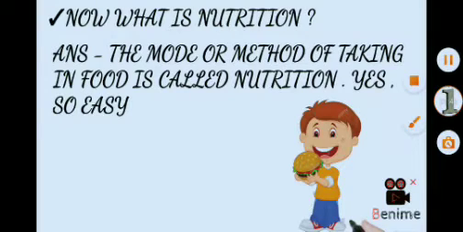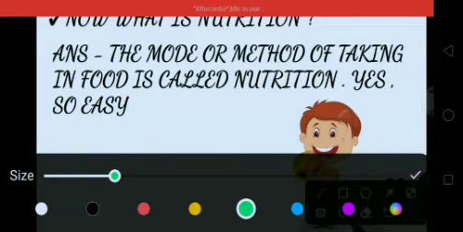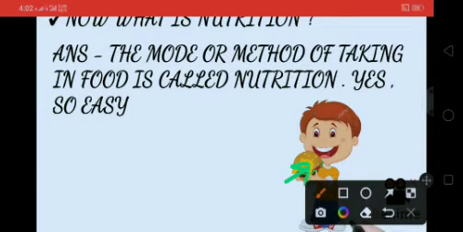Let me show you with the help of the brush. See over here, this is the person. He is eating food, right? Wait a second, let me change the color. See, he is eating food. So the process of eating food, the mode or method of taking food, is called nutrition. And whatever you are taking in during the process of nutrition is called nutrients. For example, carbohydrates, proteins, minerals, and also vitamins.